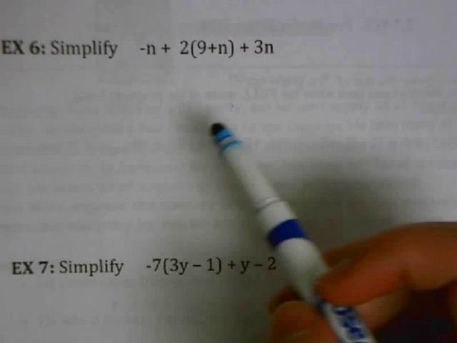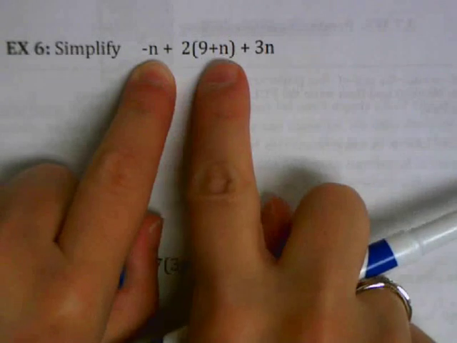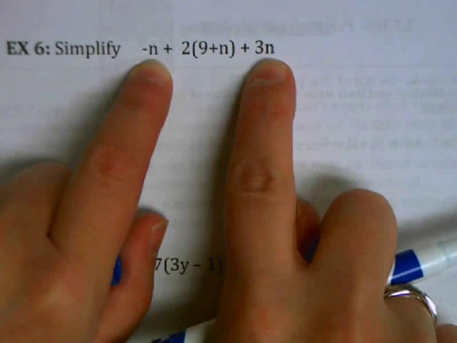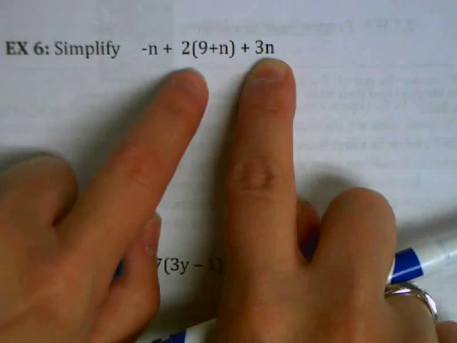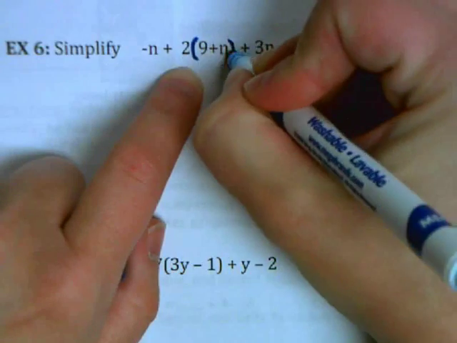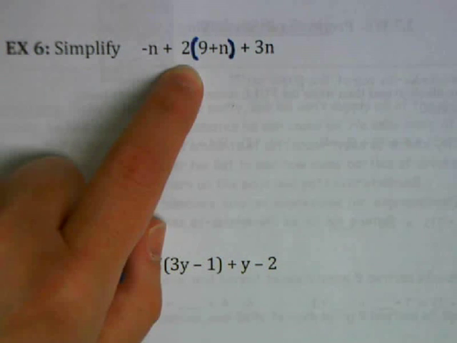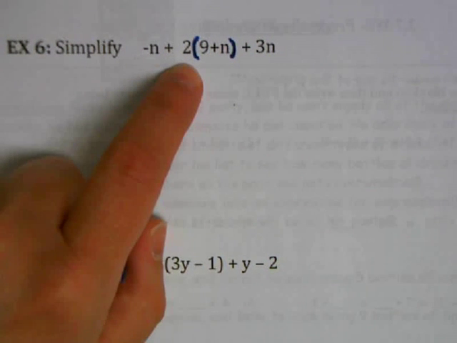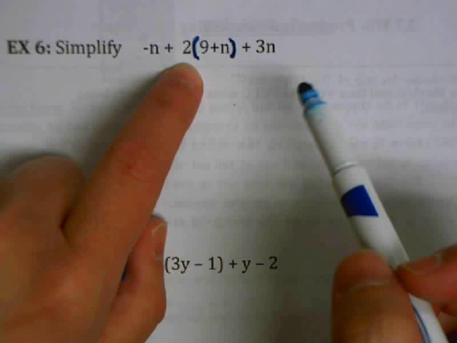Are we ready to go ahead and add things together? Can I add this n plus those three n's? Well, I wish I could, but there's something stopping me, and that's this multiplication. I have to multiply before I can do any adding. So let's just follow the order of operations from the beginning.